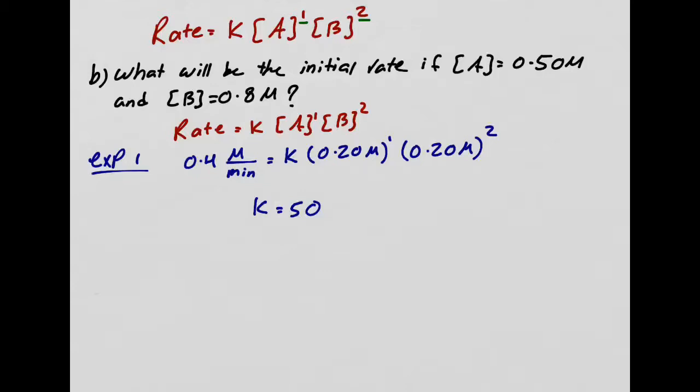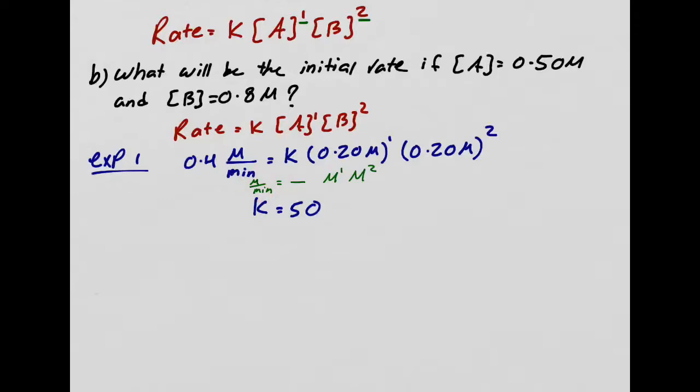But what I want you to figure out right now is the unit for K, because we said the unit for K is going to change depending on the orders. Now again, remember what we talked about. This entire thing has to equal molarity over minutes. Do you agree? I don't know the unit of K. I know A is M to the power of 1. I know B is M to the power of 2. So how do I cancel this out to end up with this?